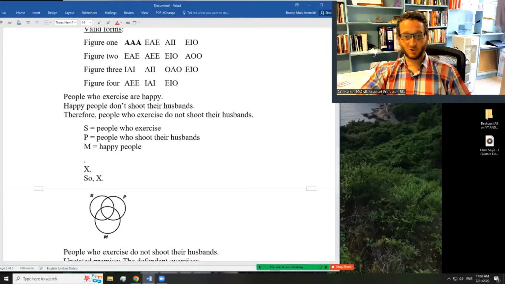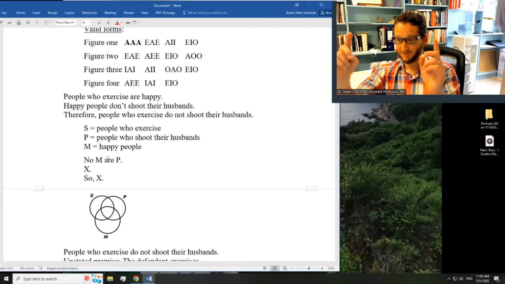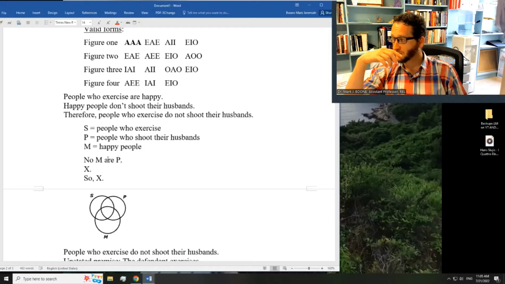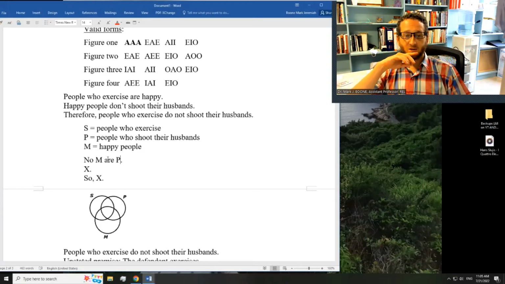Now the major premise is the one with P and M. Happy people don't shoot their husbands. So no M is P. No happy people are people who shoot their husbands. Nope, I got that wrong at first; it means the same thing, actually. You can convert an E proposition validly, but let's get it right. No M is P. No happy people are people who shoot their husbands.